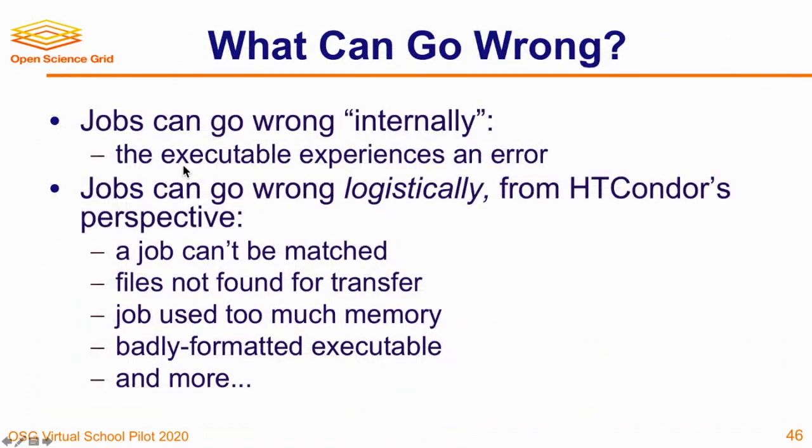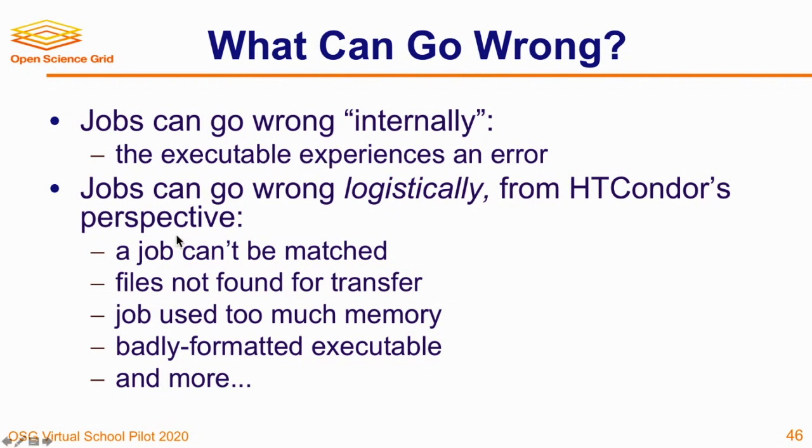So there are two categories of ways that jobs can go wrong. One is that jobs can go wrong internally. This means that your executable experiences an error. It can't make sense of the input, it has a bug. This is clearly something you need to fix, but it's internal to the executable. When executables fail, they typically give some indication of that failure to the operating system, and Condor can intercept that and reflect it back to you. But it's also typically information that's going to be captured in the standard error, standard output of your job, which Condor otherwise has no purview of except for capturing it and moving it back to the submit server so you can see it.